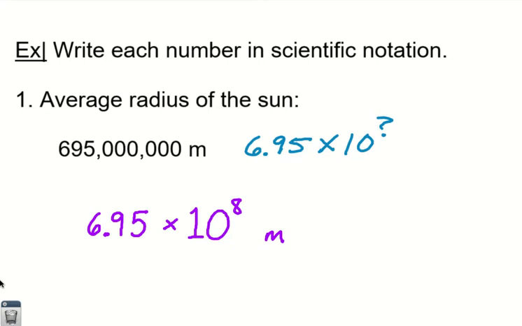So this large number would be 6.95 times 10 to the 8th power, which makes sense because when it's a positive power in your scientific notation, that usually represents a very, very, very large number, like 695 million meters.